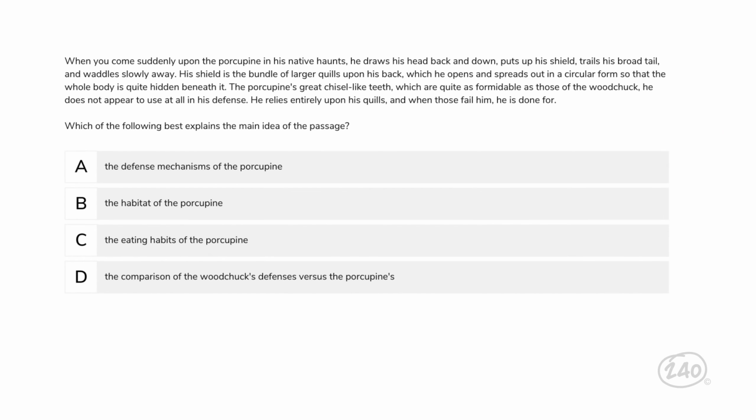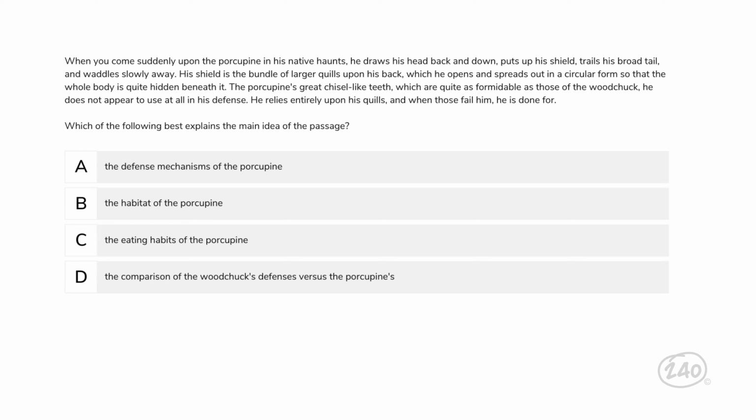When you come suddenly upon the porcupine in his native haunts, he draws his head back and down, puts up his shield, trails his broad tail, and waddles slowly away. His shield is the bundle of larger quills upon his back, which he opens and spreads out in a circular form, so that the whole body is quite hidden beneath it. The porcupine's great chisel-like teeth, which are quite as formidable as those of the woodchuck, he does not appear to use it all in his defense. He relies entirely upon his quills, and when those fail for him, he's done for.